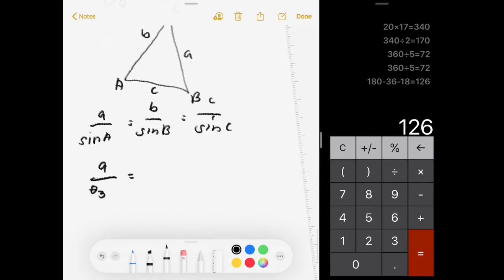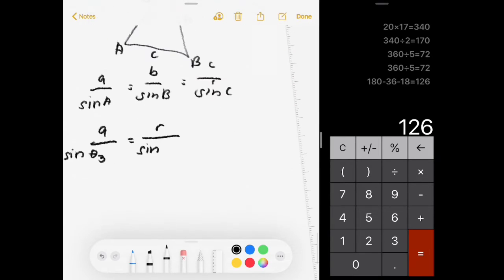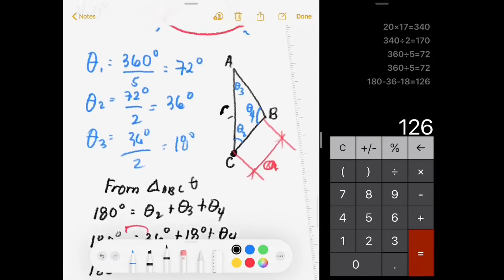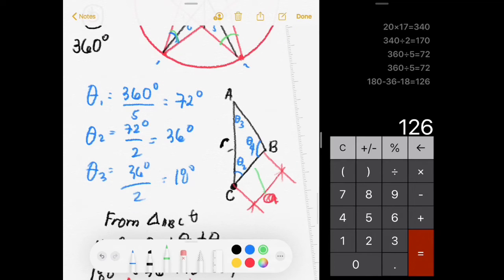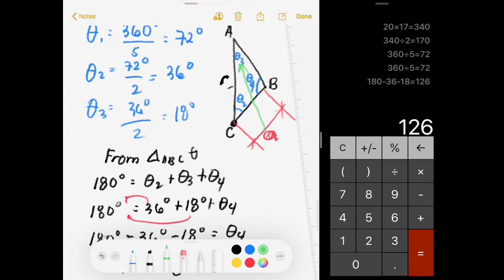Okay. So, ngayon, R over sine theta 4. Again, paano nakuha si A over sine theta 3? Ang katapat ni A ay itong theta 3. Ang katapat naman, bakit si R ay kay sine theta 4? Ang katapat ni R ay si theta 4. Okay.